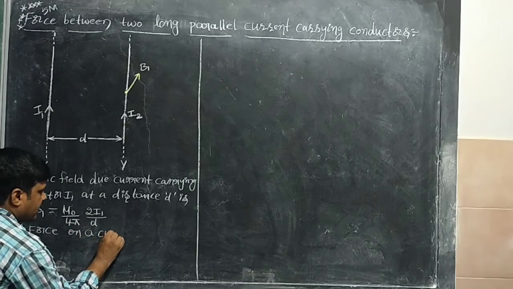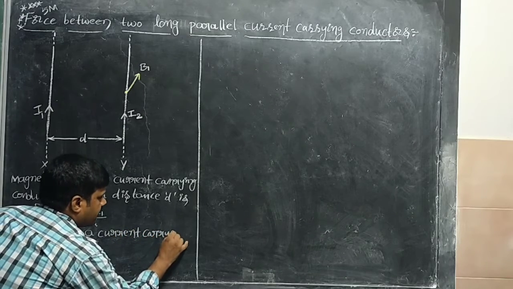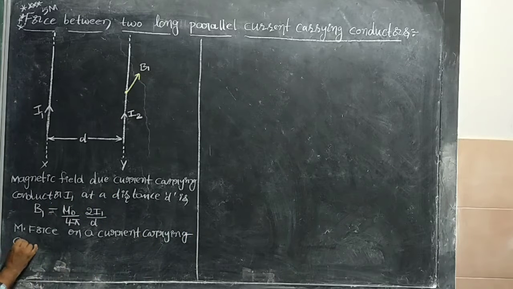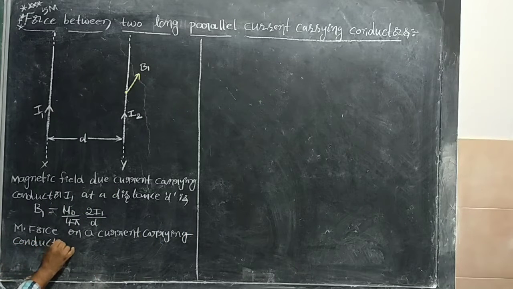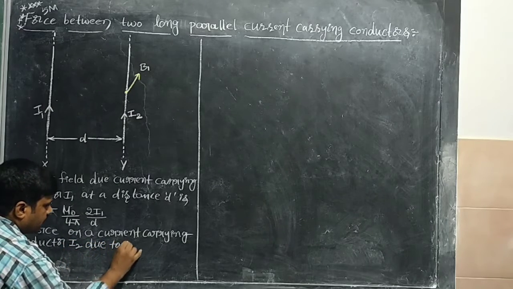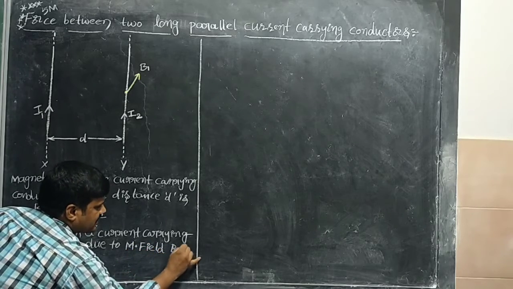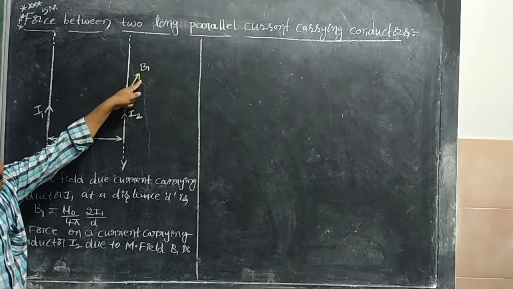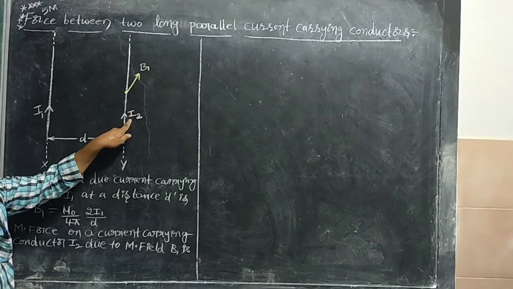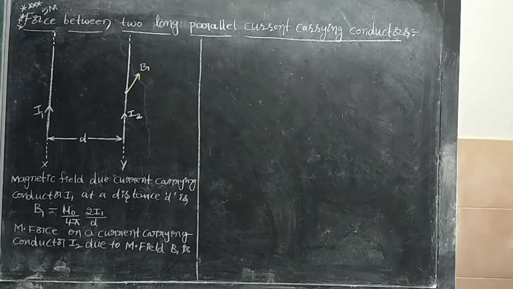on a current carrying conductor I2 due to magnetic field B1. Now, due to this first magnetic field B1, what is the force on this second current carrying conductor? We will write it. How can we write?